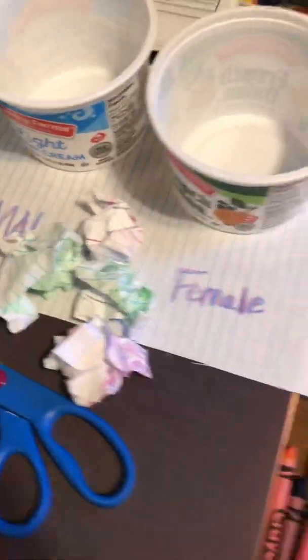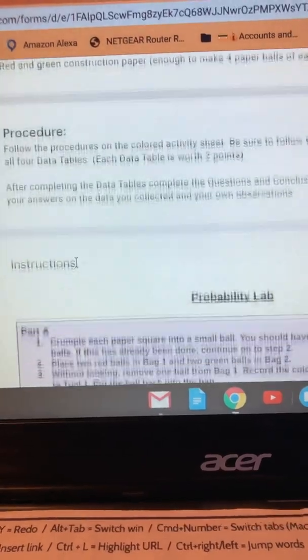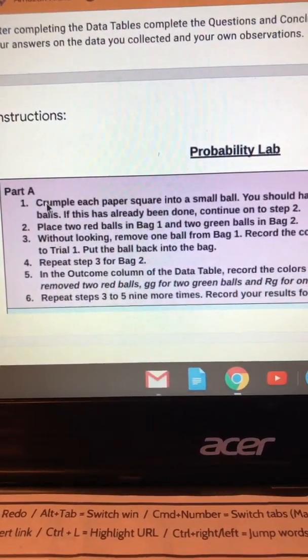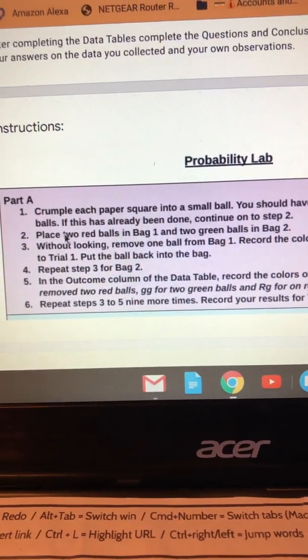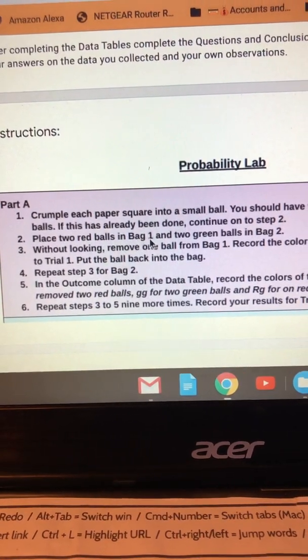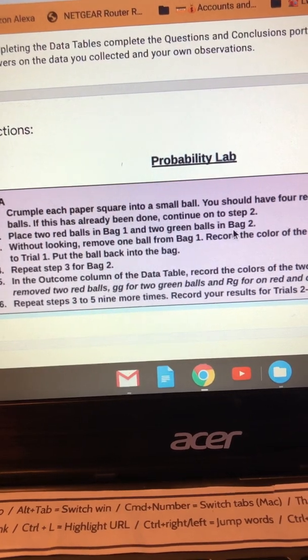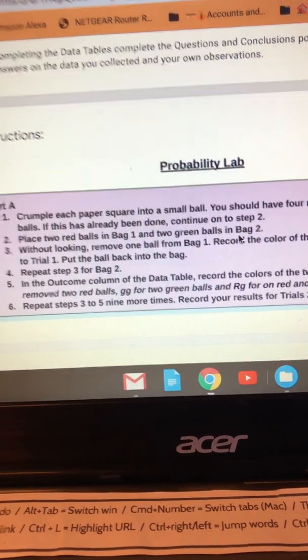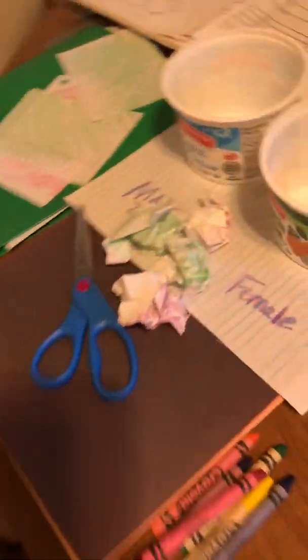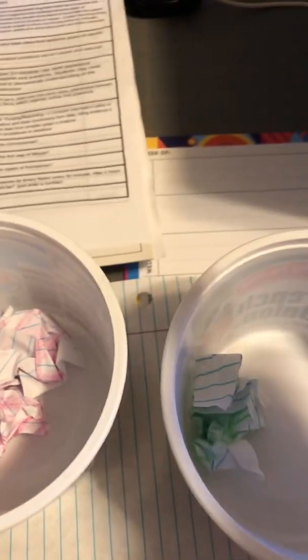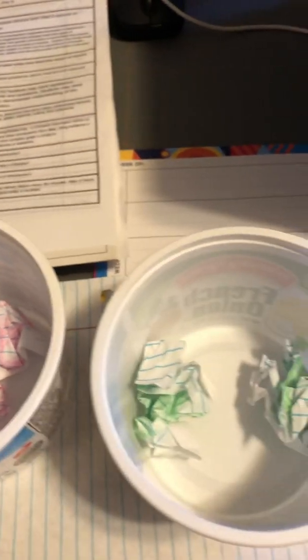Okay, so now our directions on the lab say for part A to crumple the paper squares and to place 2 red paper balls in bag 1 and 2 green in bag 2. Okay, so we're going to take our 2 red and put them in for our male parent, and our 2 green in for our female parent. Okay?